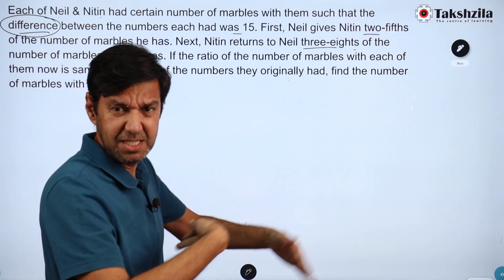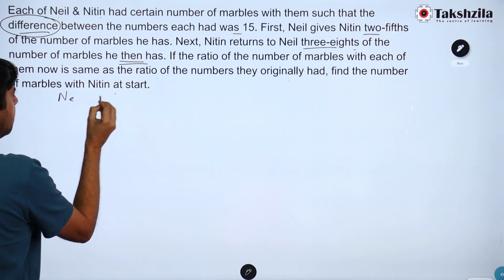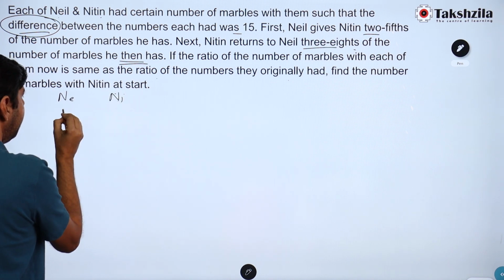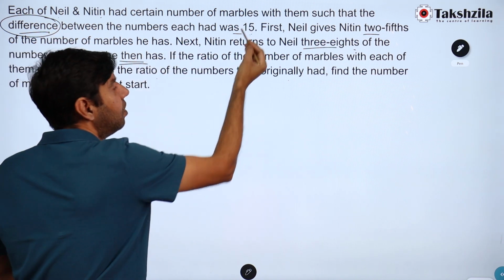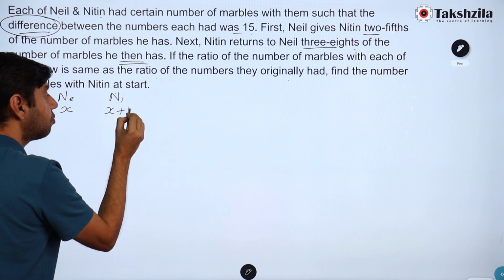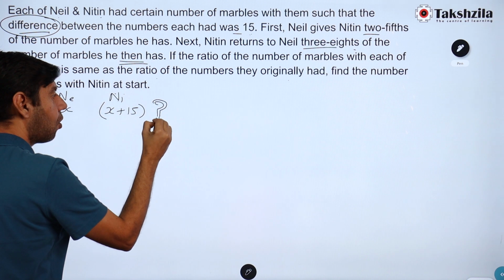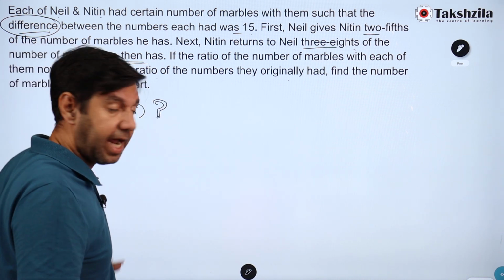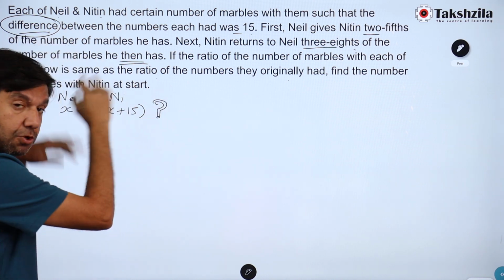So it looks good enough, just a transfer. But when you start it this way, Neil and Nitin, Neil has x. Now Nitin has how much we do not know. Is it plus 15 or minus 15? We do not know, and this can really derail the whole thing. You might make a wrong start and then you might end with an absurd result and then you'll not know what happens and you'll have to redo it.